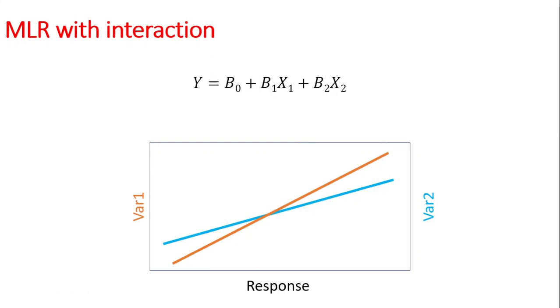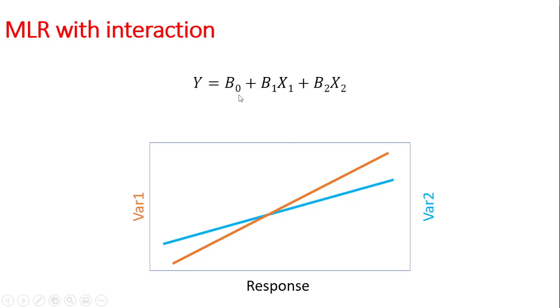Hello everyone, so in this video we'll be once again looking at multiple linear regression, but this time we'll be seeing how to account if your variables have any interaction with each other. So let's say we have a multiple linear regression model which has two predictor variables x1 and x2 as shown here. So this is the equation that we'll be fitting the model to.